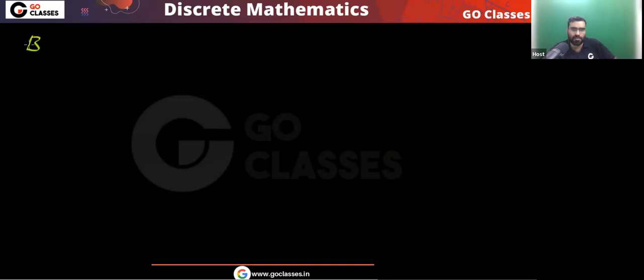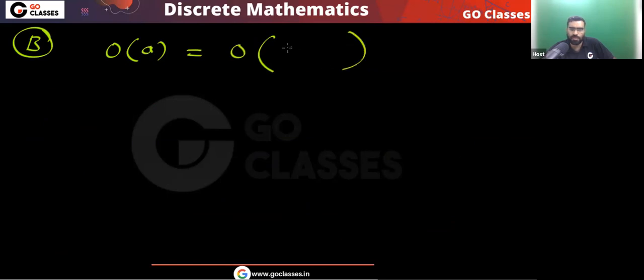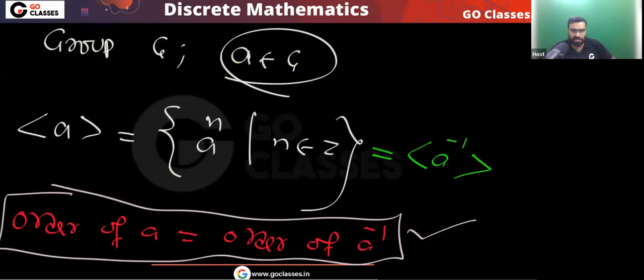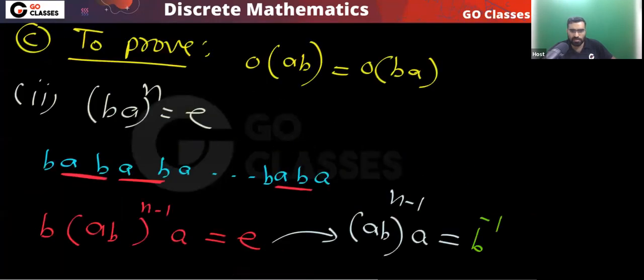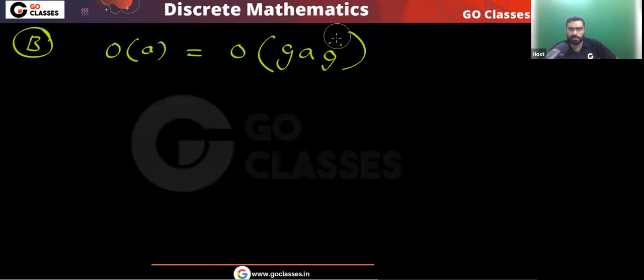So, what is option B? Option B is saying: can I say order of A is equal to order of G inverse AG? Correct? The question is asking that the order of A is equal to the order of G inverse AG. This is what you need to prove. Is this true? So how will you do it?